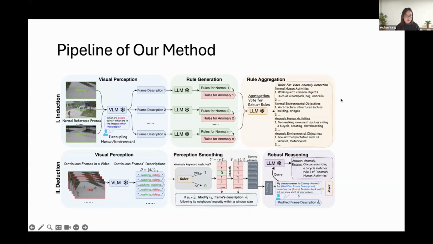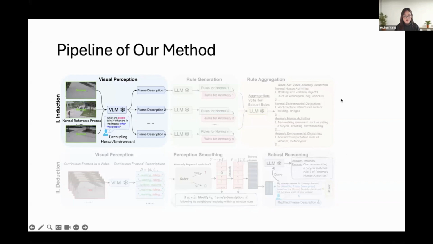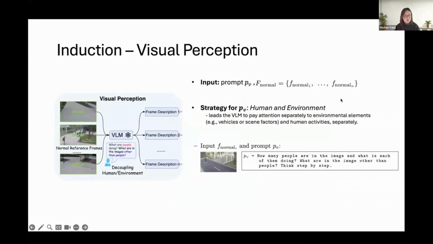So let's take a look at each module one by one. First is the visual perception. In the induction stage, we first randomly sample several reference frames from the normal training datasets. And in our experiments, 10 to 20 frames is enough to generate a set of rules to achieve state-of-the-art performance. So it is quite efficient.